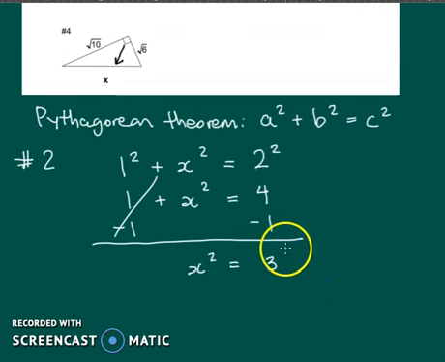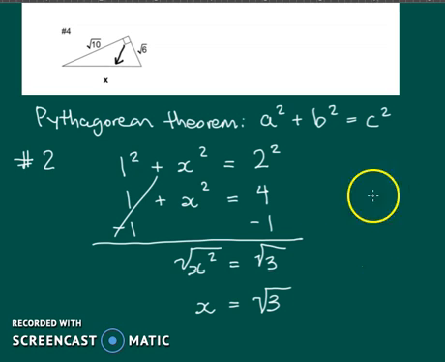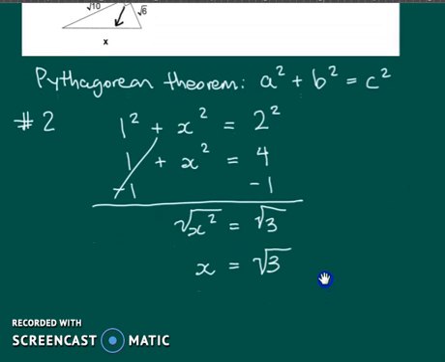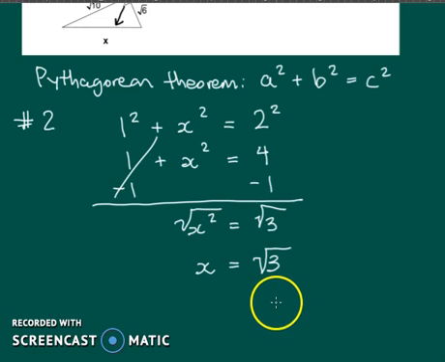I will have to put a square root on both sides. On the left side, the square will cancel out with the square root, and I'm left with x equals square root of 3. Can I express this as a decimal? Well, not exactly. As we learned, I think 1 or 2 classes ago, only the square roots of perfect squares can be represented by integers or fractions. Most other numbers can only be defined exactly using the square root symbol.